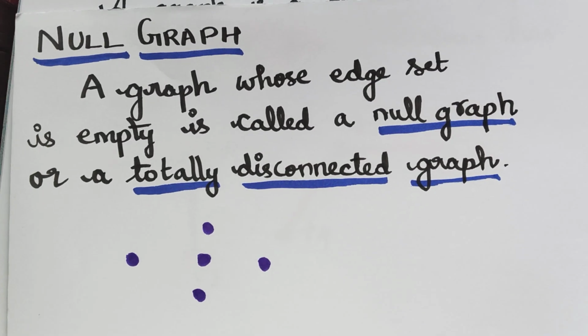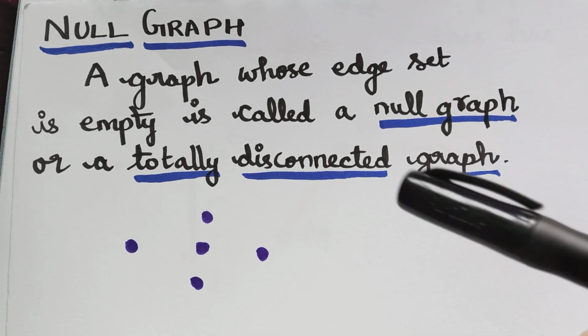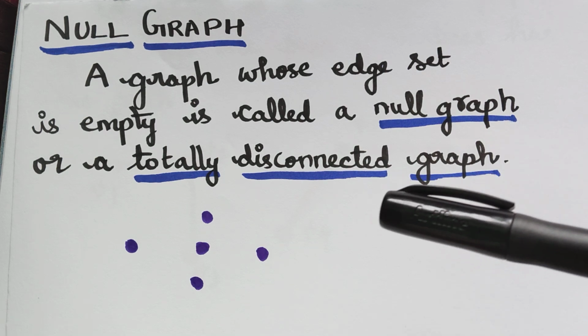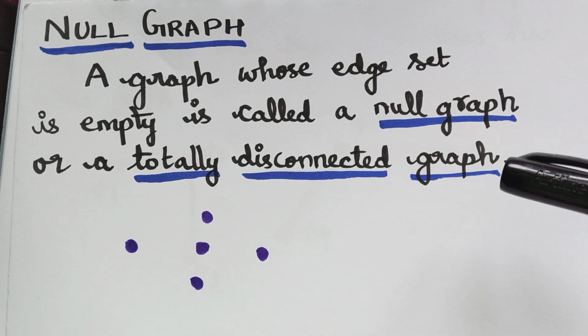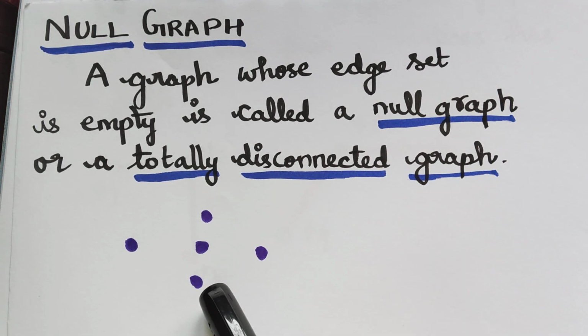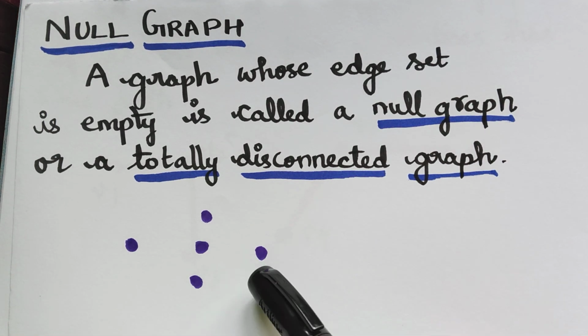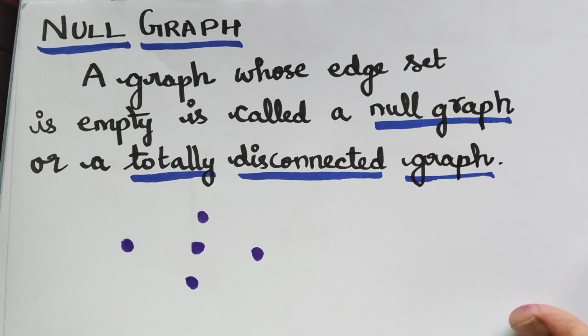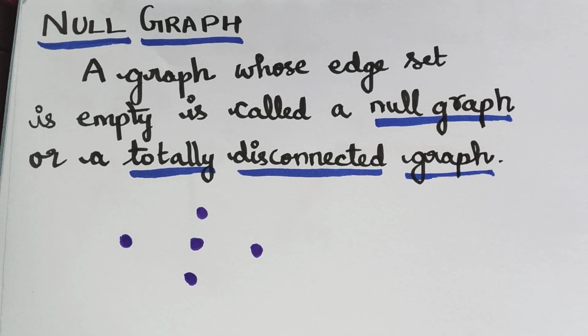Next we have the definition of a null graph. A graph whose edge set is empty is called a null graph, or it is also known as a totally disconnected graph, which means there will be no edges in that graph. So now if this is a graph where we have only vertices, there are no edges between these vertices. So such a graph is known as a null graph, or it can also be called a totally disconnected graph.